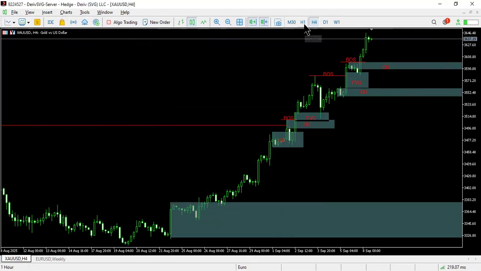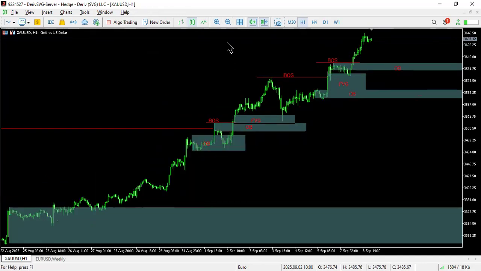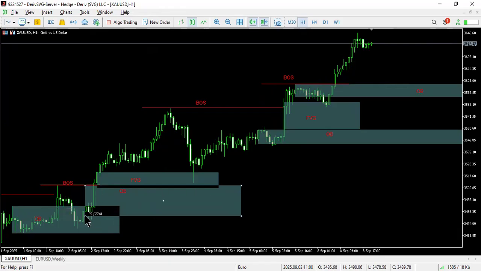And then if we go to our 1 hour time frame, you can see the price action that happened. We had a break of structure right here, and then price did not react from the order block in the 1 hour. This was the order block.